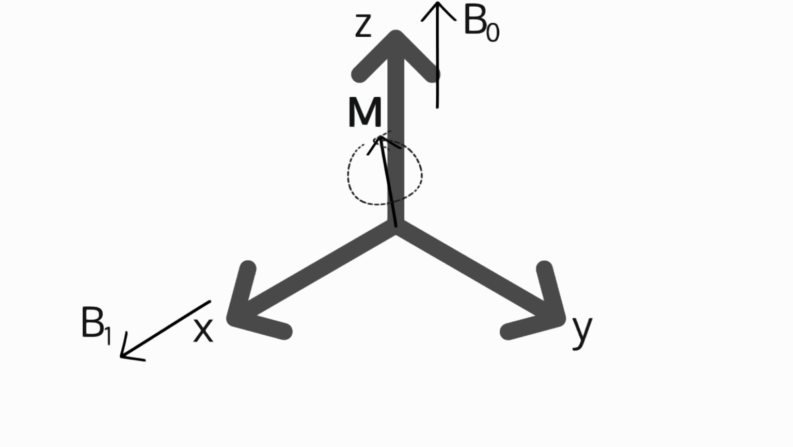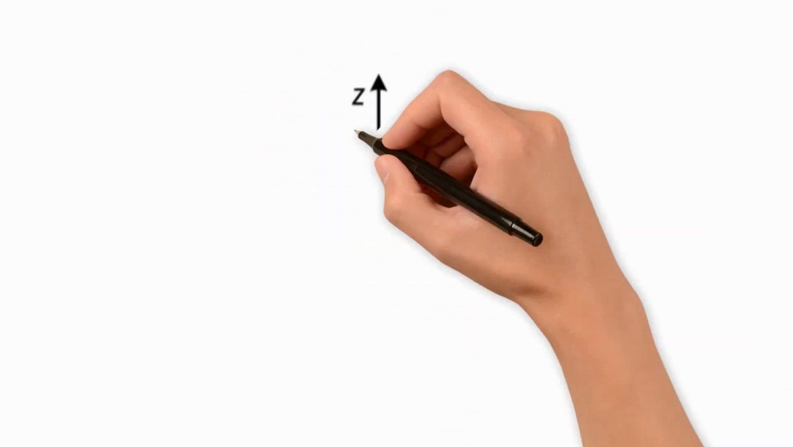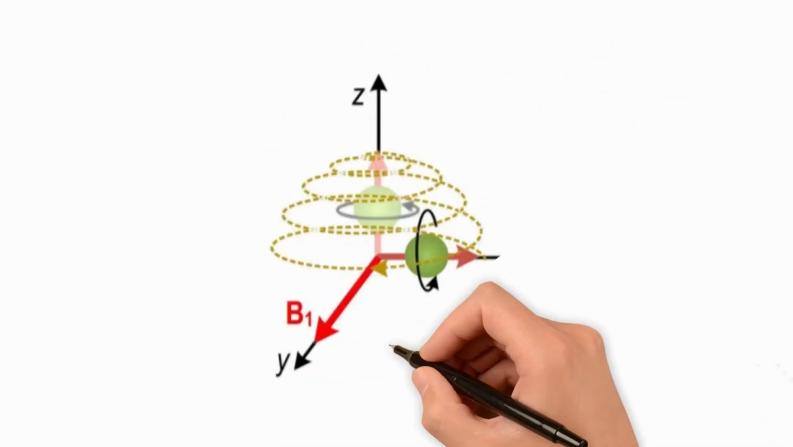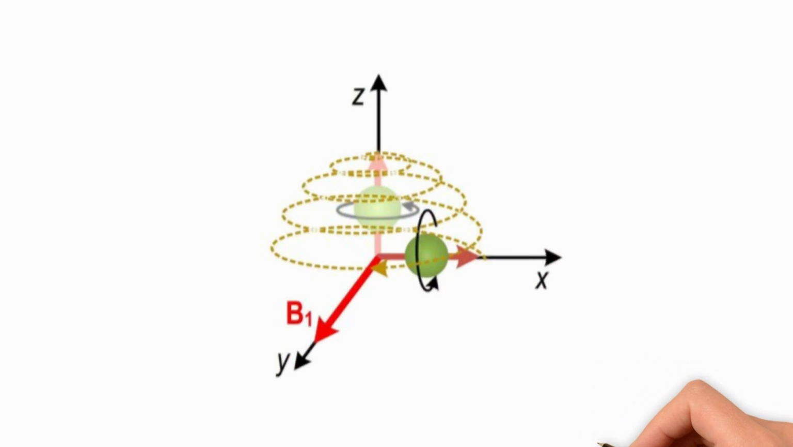If we rotate B1 at the same frequency that M will precess around the z-axis, i.e. the Larmor frequency, then M will be able to spiral away from the z-axis all the way into the xy plane and below. This behaviour only occurs at the Larmor frequency, and this is the phenomenon named nuclear magnetic resonance. Now let's work on getting an output from this phenomenon.